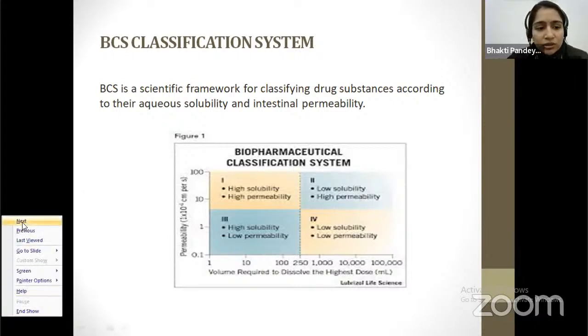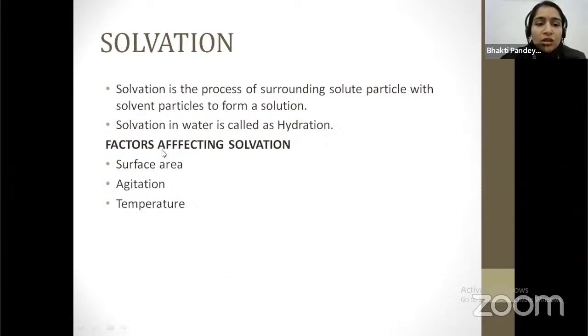Then comes solvation. So what is solvation? Solvation is the process of surrounding of solute particles with solvent particles to form a solution. In the solvation process, solute particles are surrounded with solvent molecules. Then it comes under a solution. They form a solution together.